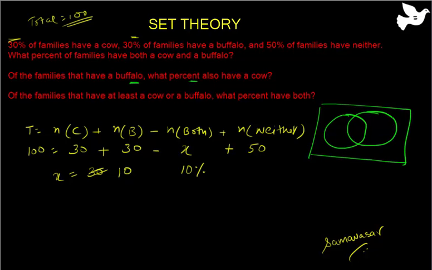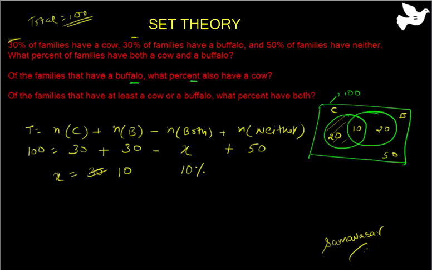Let me fill in numbers overall. Total families are 100, so this entire is 100. We just calculated people who have both, so this number is 10. Now it says 30 people have cows. So if this is 10 and this is cows and this is buffalo, this region will become obviously 30 minus 10, which is 20. Similarly, 30 people had buffaloes, so this will become 20, and people who have neither is 50. You can add this and see 50 plus 20 is 70, plus 20 is 90, plus 10 is 100. So the total number is 100. This is just to represent this question.